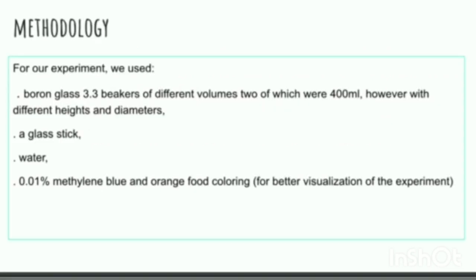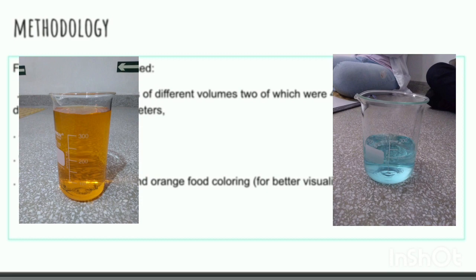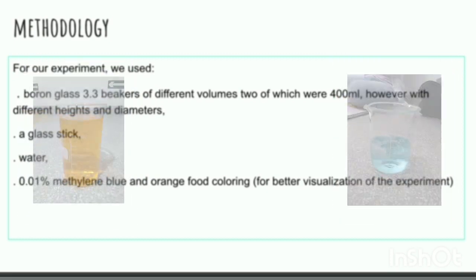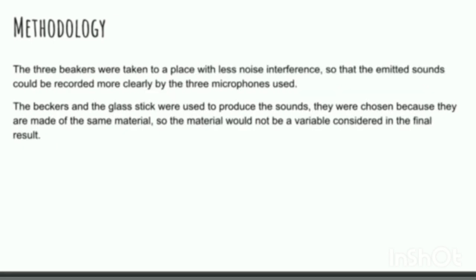So here is our methodology. For our experiment we used borosilicate glass 3.3 beakers of different volumes, two of which were 400 ml, however with different heights and diameters, a glass stick, water, and methylene blue and orange food coloring, just for better visualization of the experiment. The three beakers were taken to a place with less noise interference so that the emitted sounds could be recorded more clearly by the three microphones used.